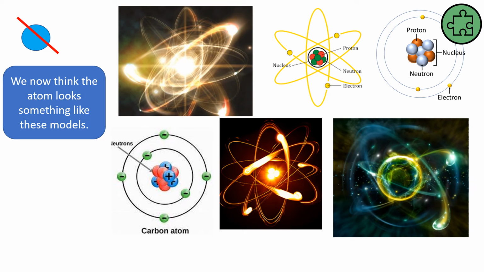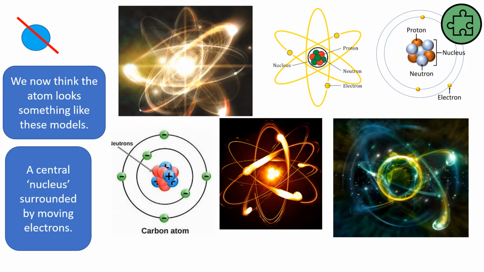So we used to think atoms looked like this, a solid sphere that was not able to be broken down into anything smaller. But we know this is not true anymore. We now believe the atom looks a little bit more like these pictures here. Now, these are not all the same, but they are similar to each other. And there are a couple of things that are the same in each picture. First of all, we have a central area, which we call the nucleus, and that nucleus is surrounded by moving electrons.